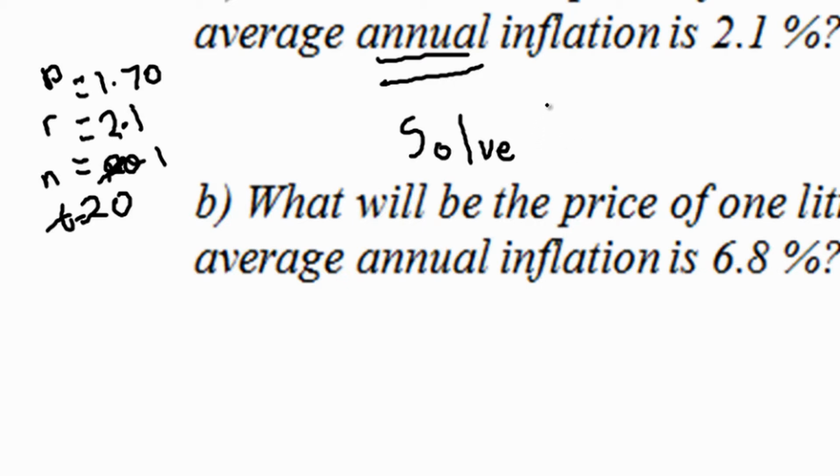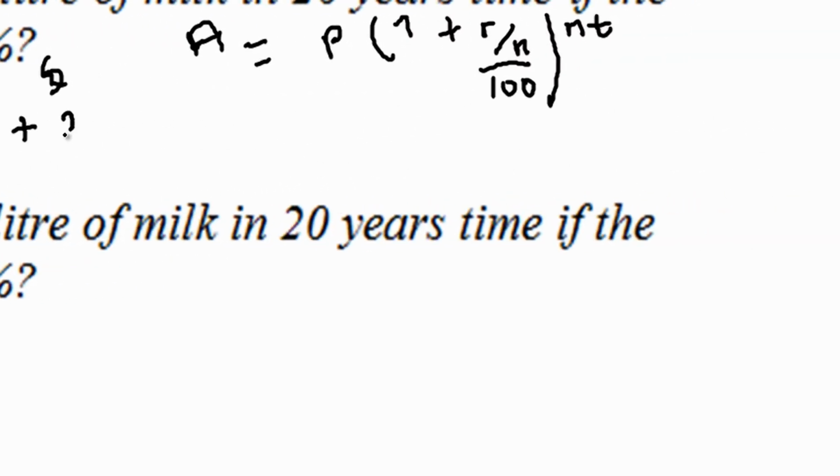So when we solve, we put in A, because that's what we're trying to find, the price of the milk in 20 years' time. We've got $1.70 in there, and we've got 1 plus our R, 2.1. Now I'm not going to be bothered dividing by N because N is 1, so I'll just do divide by 100. And again, N is 1, so I'm not going to put 1 times 20. That just equals 20, so I'll just put that into my calculator.